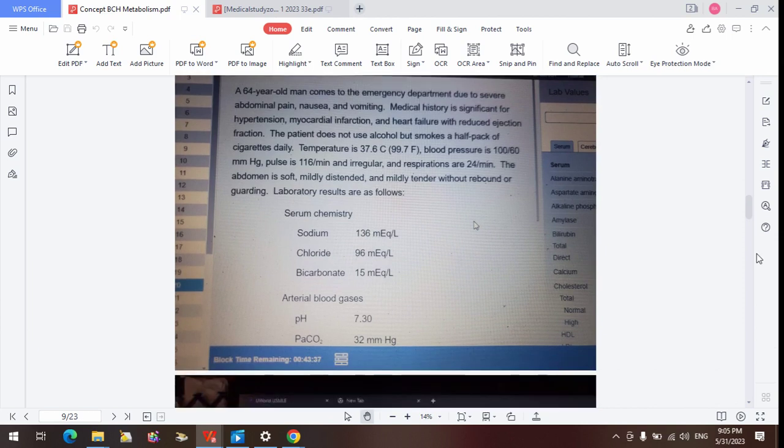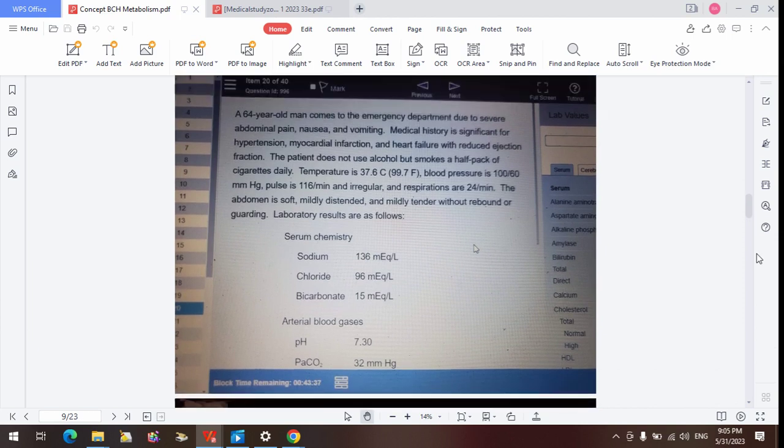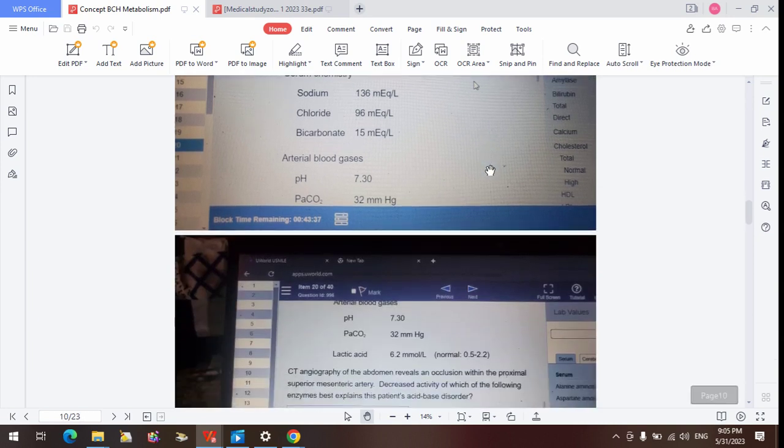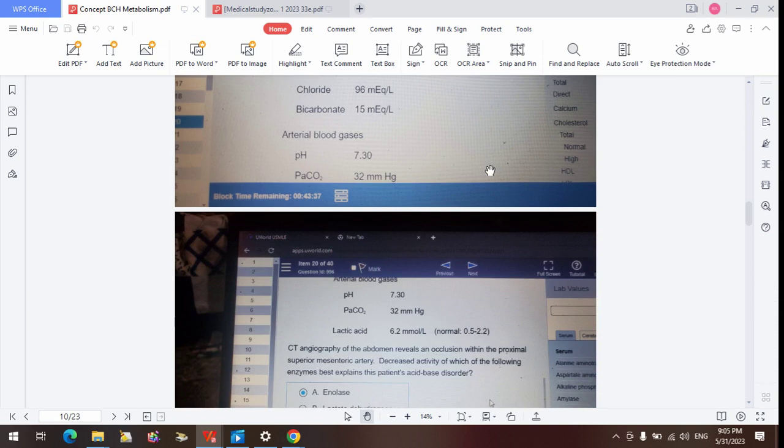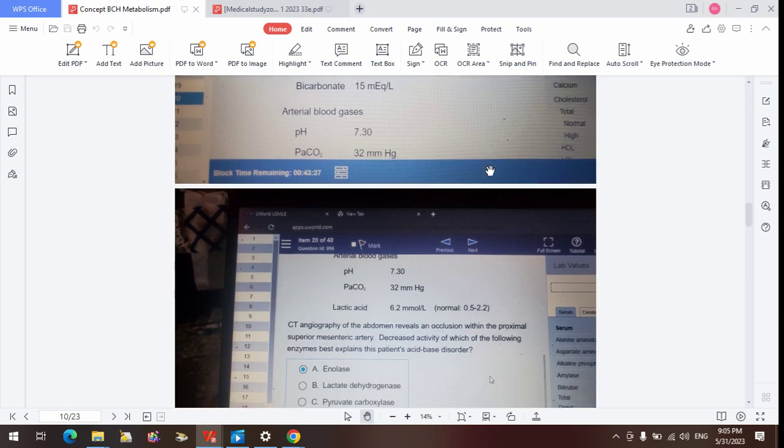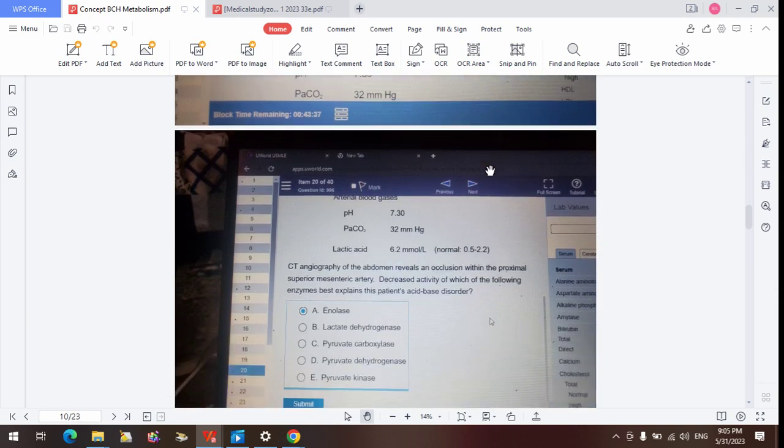So it means that pyruvate cannot go to the TCA cycle. This person is having heart failure with reduced ejection fraction, so the amount of blood that we are pumping out is very low. So the oxygen level too will be low. That means this person has to follow an anaerobic pathway to function, so all the pyruvate is shunted to lactic acid. That's why lactic acid has risen, it's so high, 6.2.